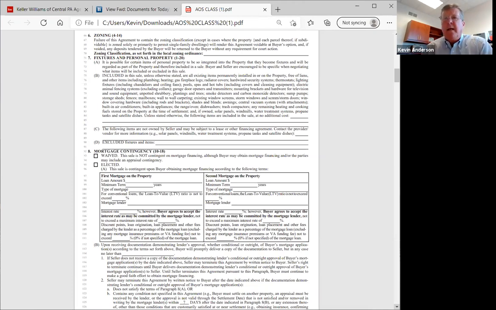Doesn't hurt anything. Because it goes on to say that if the buyer or seller does not put this in, or the buyer doesn't put it in, and it's something different, it can make this agreement voidable at the buyer's option. And if voided, the buyer gets all their deposit money back.